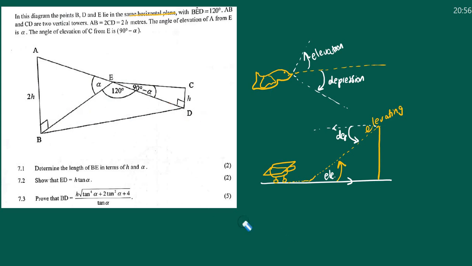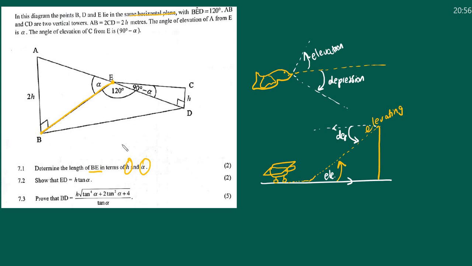So what are they saying? The first thing is that we do see that there is 90 minus that and then alpha. Determine the length of BE, meaning from B to E, in terms of H and alpha. When you are solving these problems, always try to locate the triangle you can work in by using the information in the question itself, because they're talking about height H and alpha. You can see that they are in this triangle ABE.